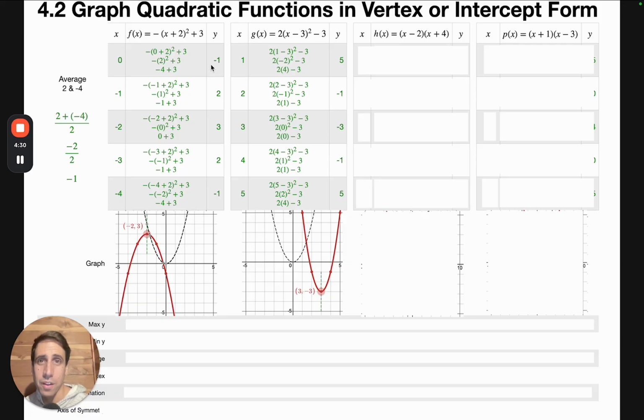Alright, so that's vertex form. It's more complicated than anything we've seen before, but that's okay. You can still make tables, and you can still find the number that cancels. When you see this, you're like, what's going on? I see 2 sets of parentheses, 2 numbers that cancel.